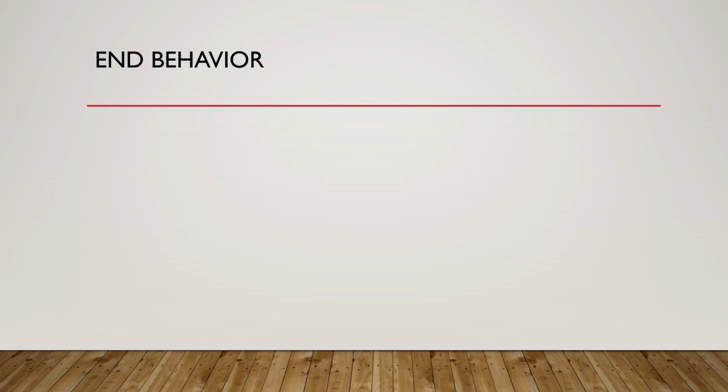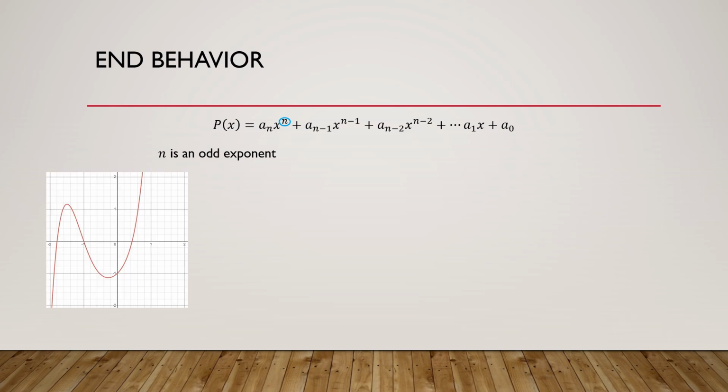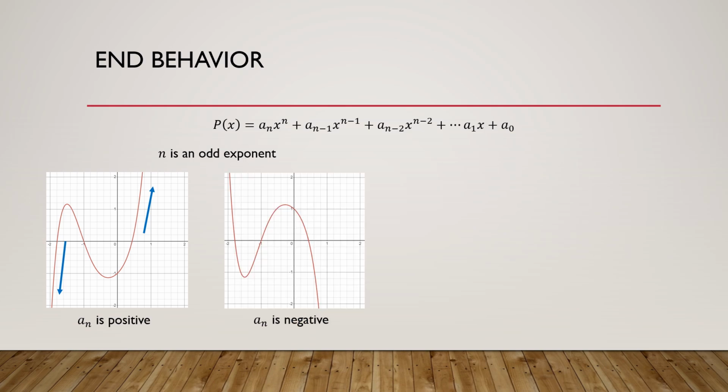Similarly to the basic polynomial functions, the leading term of the more complex functions will determine the end behavior of that function. If the exponent n of the leading term is odd, then the shape of the graph will be similar to the x cubed graph, in that if the leading coefficient is positive, the graph will go to infinity with more positive x's and negative infinity with negative x's. If the leading coefficient is negative, then the graph goes to negative infinity with increasing x's and positive infinity with decreasing x's.